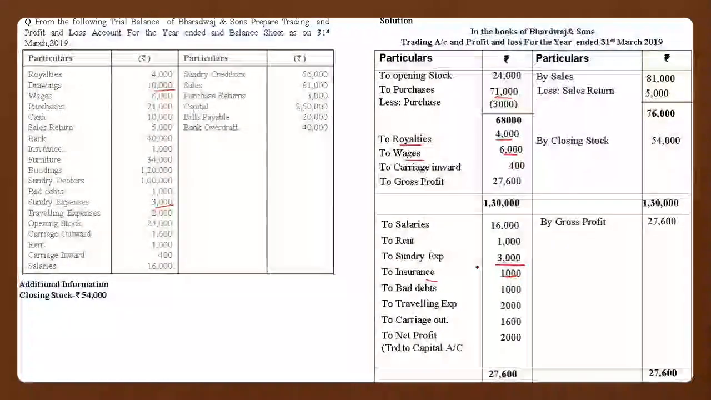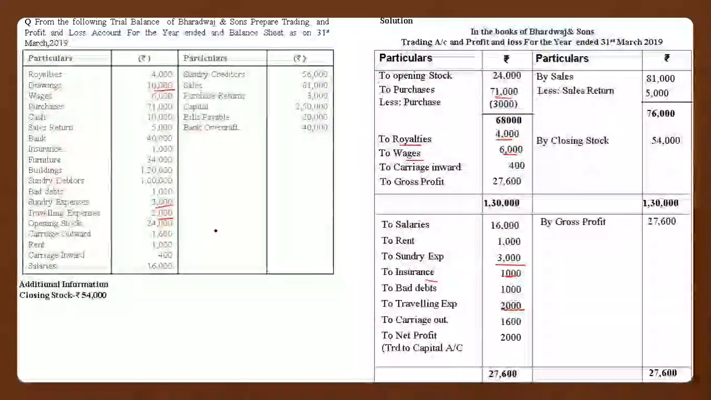Next one is what? Traveling expenses. Same expenses you are going to write in the P&L account. So traveling expenses amount is given 2,000 rupees. So traveling expenses 2,000 rupees you are going to write in the P&L account.